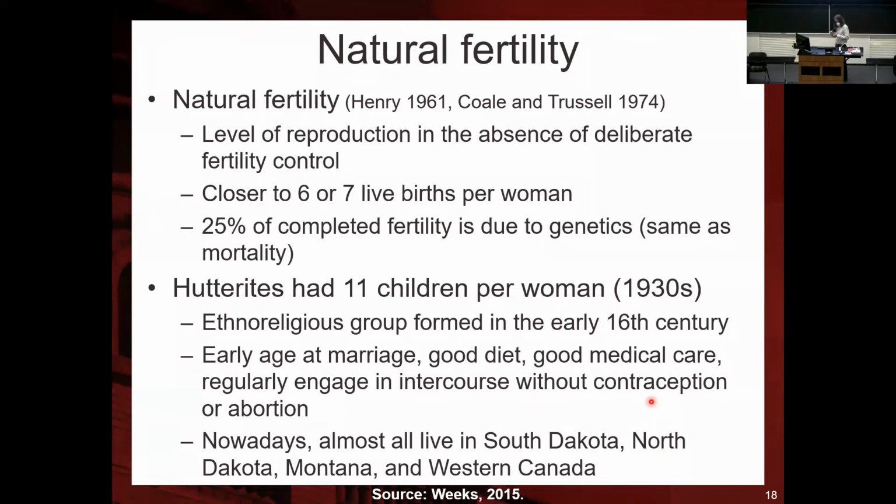Why don't they reach even higher rates? Maybe there is early age at marriage, regular engagement in intercourse. Some of them might use contraception, but it's still really low levels of use. But in those contemporary societies that still have high levels of fertility in developing countries, usually those populations do not have a good diet, do not have good medical care. So this problem makes fertility already drop below the level of natural fertility, right?